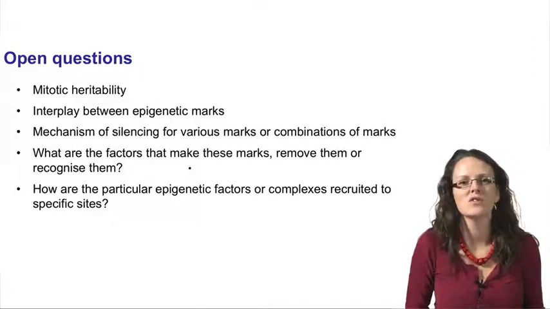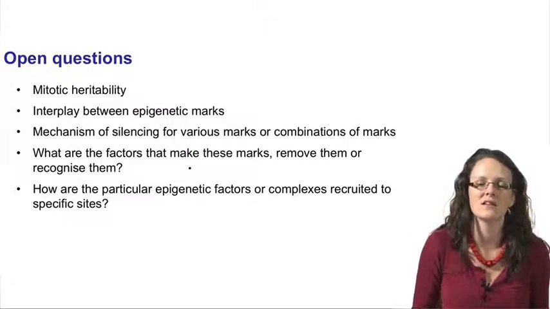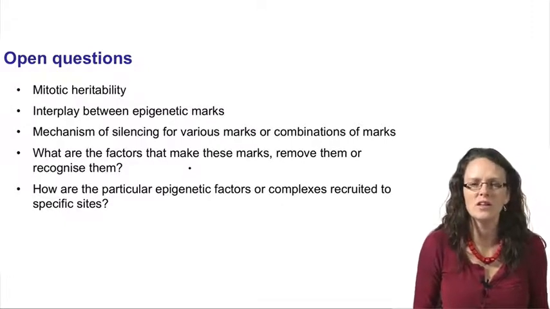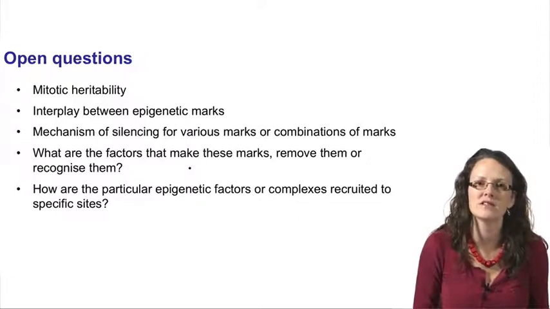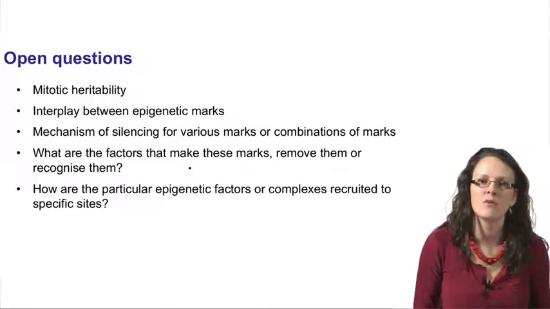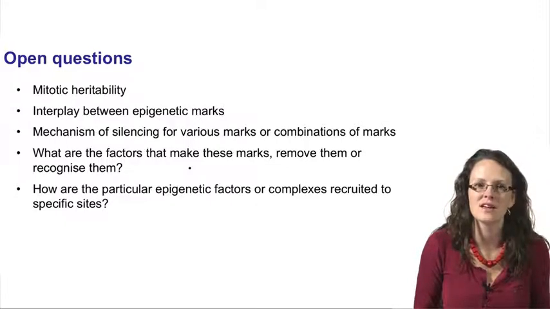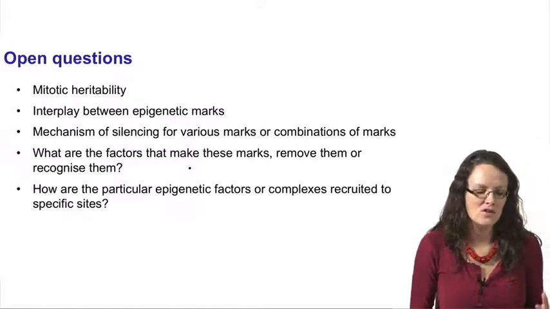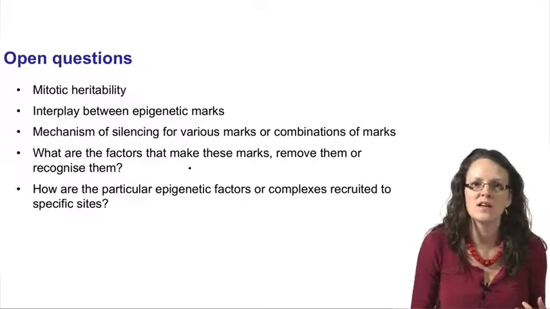So some of the questions that are still really outstanding and that I'm going to highlight throughout our lectures are, how is it that these epigenetic marks can be mitotically heritable? We can explain it in some specific instances. For example, in DNA methylation, we know the mechanism of mitotic heritability, but that certainly isn't always the case. Another question which I just mentioned was, what's the interplay between different epigenetic marks? How do they work together and how do they bring about transcriptional silencing?